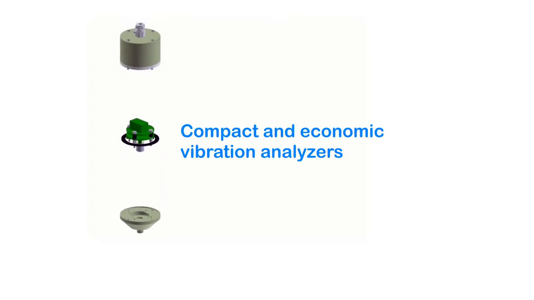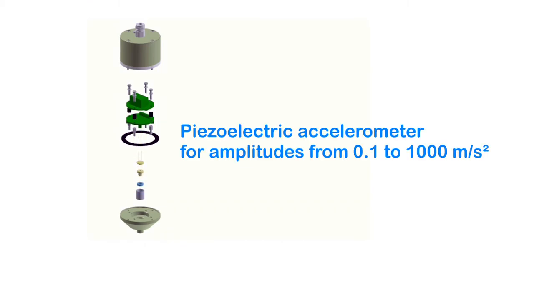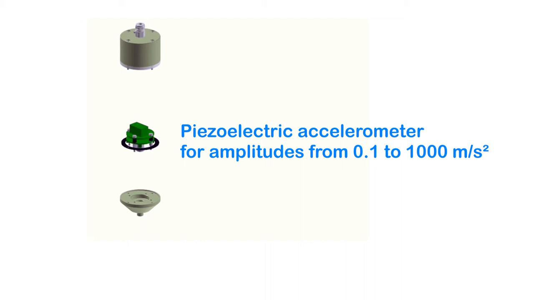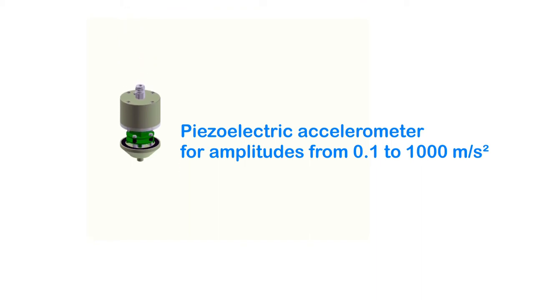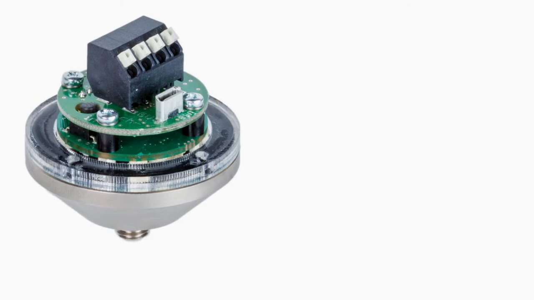Technically speaking, the VS10-12 are compact and very economic vibration analyzers. Besides the signal conditioning electronics, they include a high-quality piezoelectric sensor. Unlike common low-cost devices using MEMS accelerometers, these vibration switches cover a wide measuring range from 0.1 to 1000 meters per second squared. This allows the measurement of very low seismic vibration, as well as shock impulses.